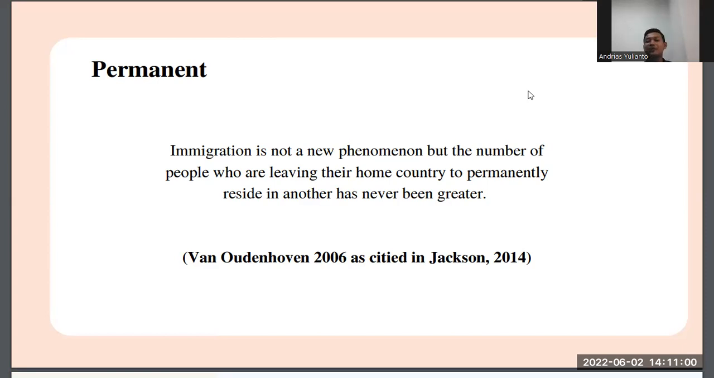Immigration is not a new phenomenon, but the number of people who are leaving their home country to permanently reside in another has never been greater. Immigration has happened since a long time ago. They move from one place to another place, to another country.